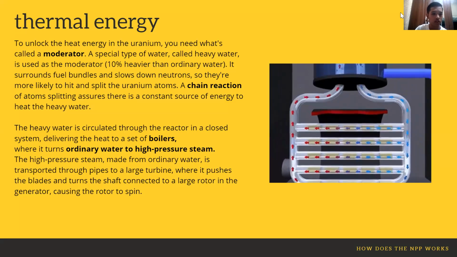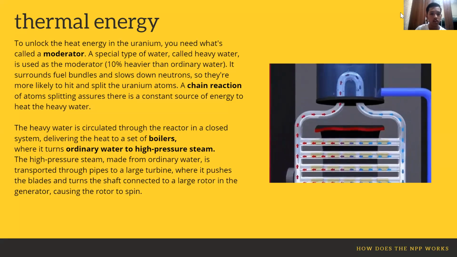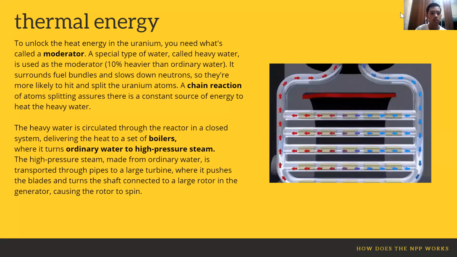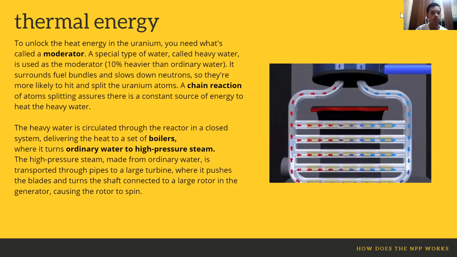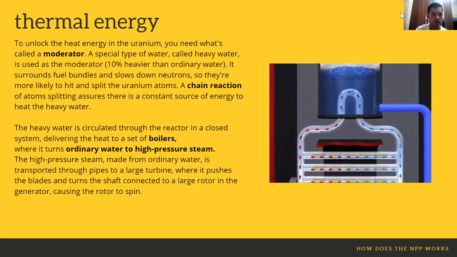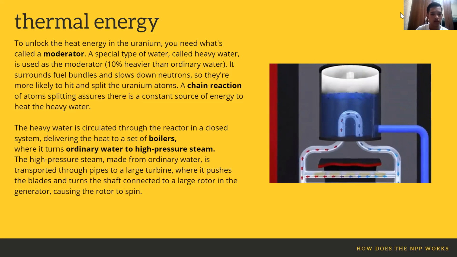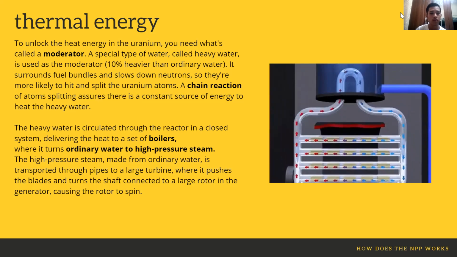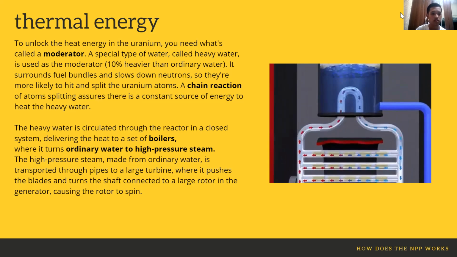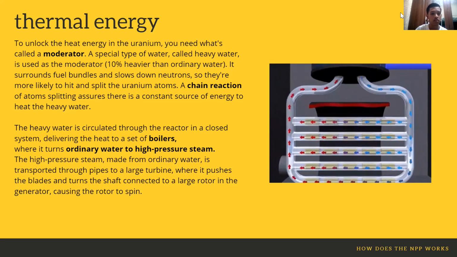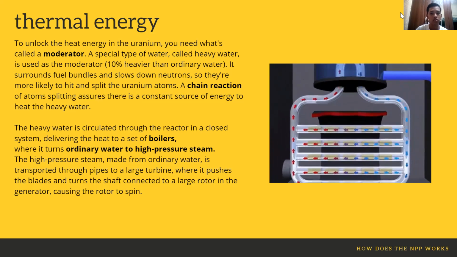The heavy water is circulated through the reactor in a closed system, delivering the heat to a set of boilers, where it turns ordinary water to high-pressure steam. The high-pressure steam made from ordinary water is transported through pipes to a large turbine, where it pushes the blades and turns the shaft connected to a large rotor in the generator, causing the rotor to spin.